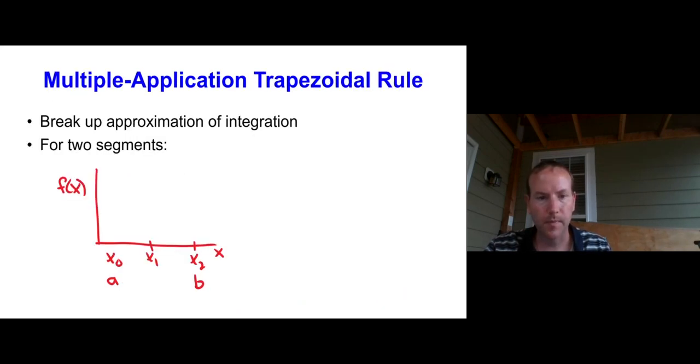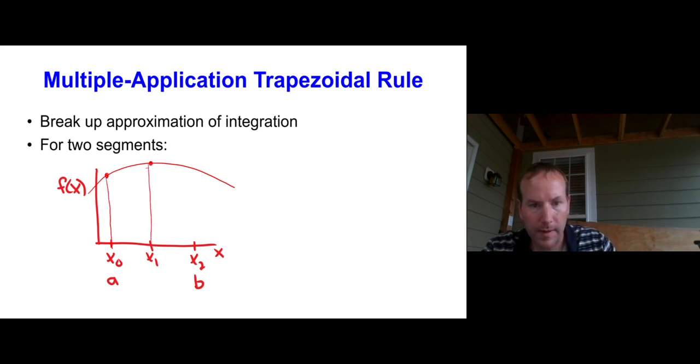Okay, so how can we do better than just approximating our function as a single trapezoid? Well, we can break it up into multiple trapezoids. So for example, if we have a function that looks like this, we could break it up into one trapezoid right here, and another trapezoid over here.